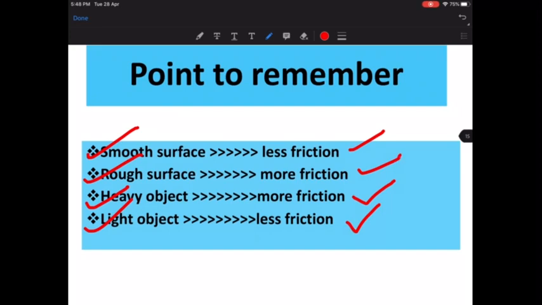So with that, I hope that you have understood what is friction, what the various factors of friction are, in which ways friction increases, in which ways friction is less, and also the relationship between friction and movement. So in the next class, we will study the methods of increasing friction and the methods of reducing friction.